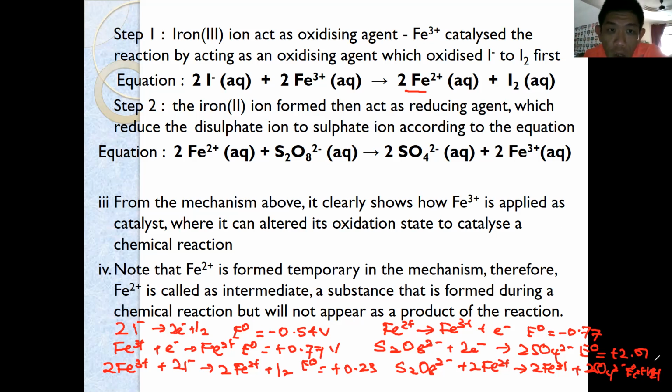It helps to speed up the reaction by providing alternative routes which require lower activation energy. And if you see carefully, Fe2 plus is formed temporarily during the reaction. That's why we say Fe2 plus is the intermediate of the reaction. Okay, so I'm going to print screen.